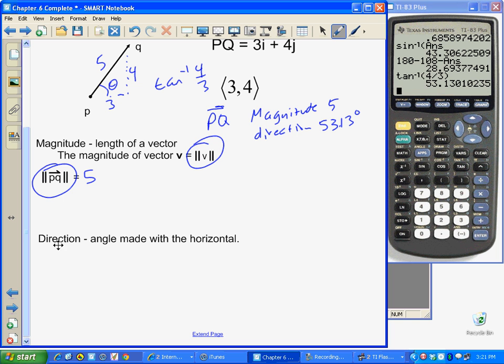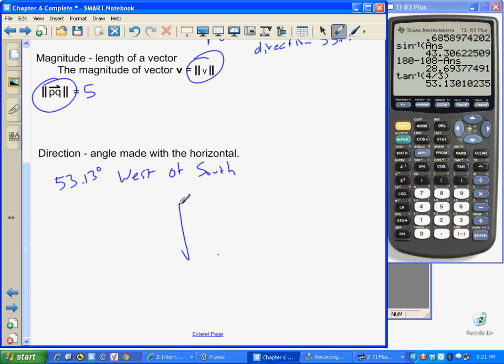And the direction, if they just say the direction angle, it's usually the angle made with a horizontal, unless they specify otherwise. Maybe they'll say it's 53.13 degrees west of south. That would mean that we're not going straight south. We're going 53.13 degrees west of that. So this would be our angle, which we could still get our same right triangle and go from there. That's the basic stuff for vectors.